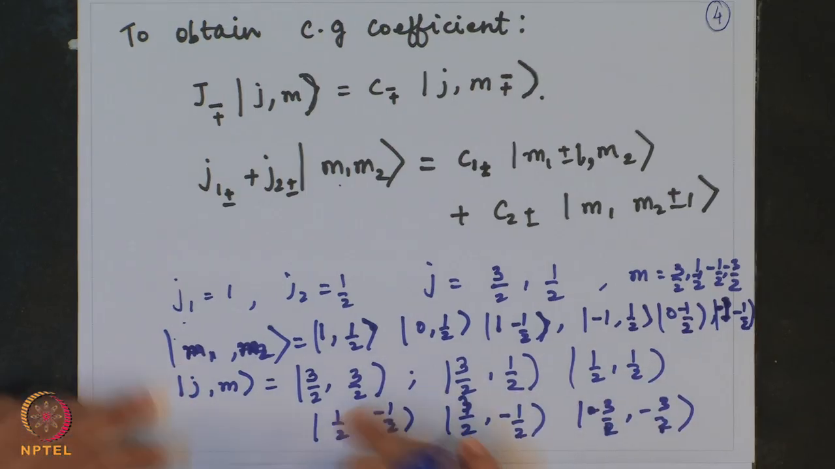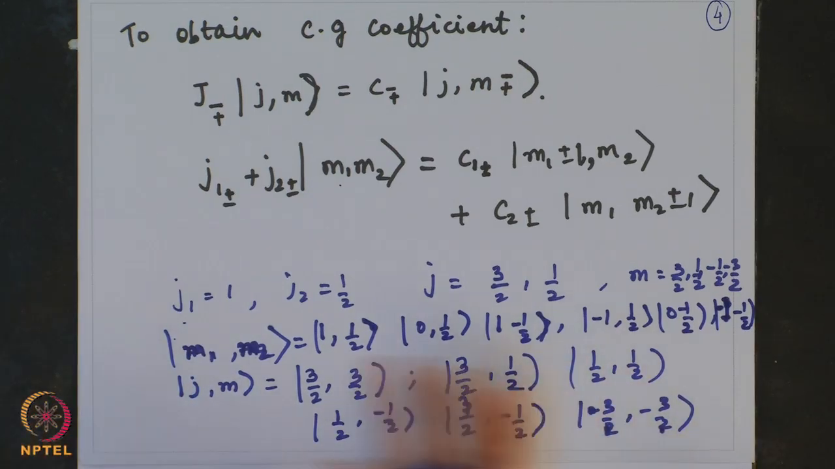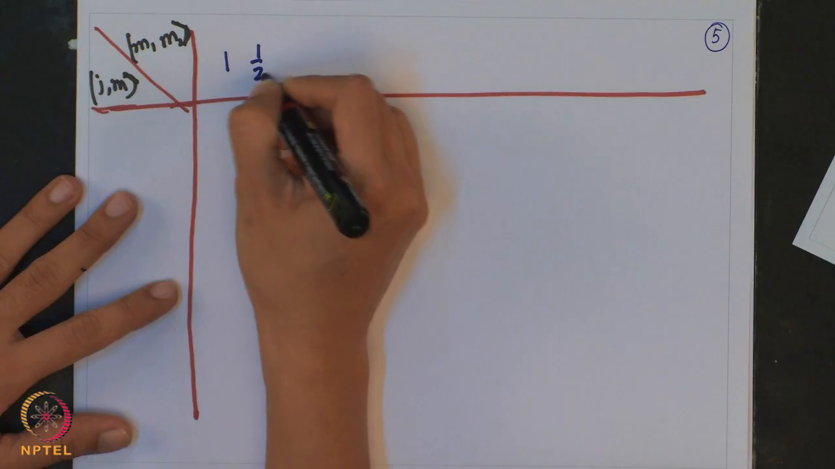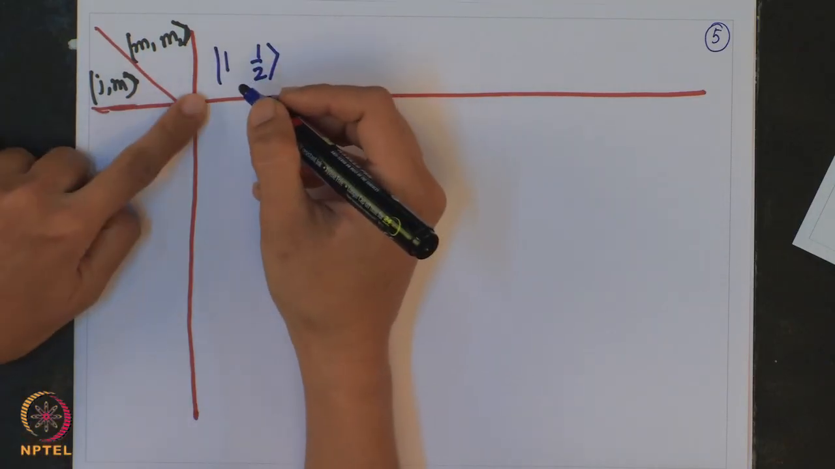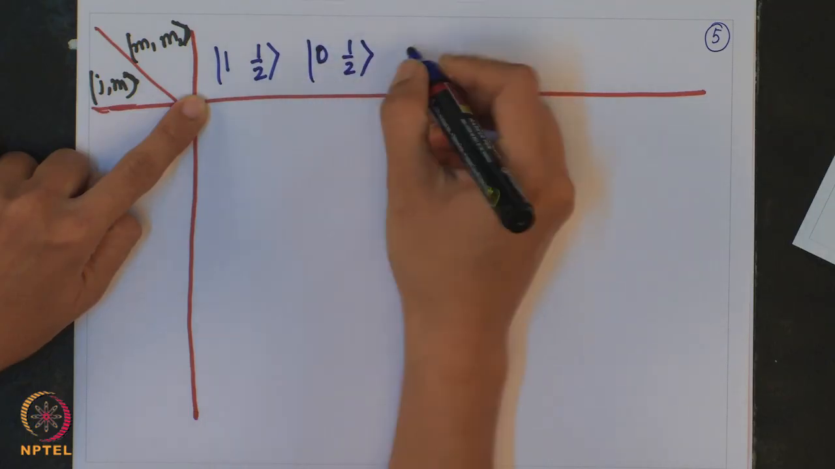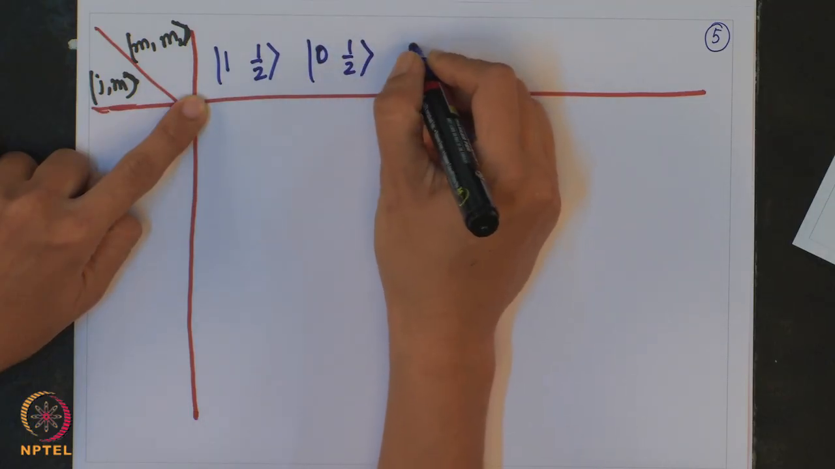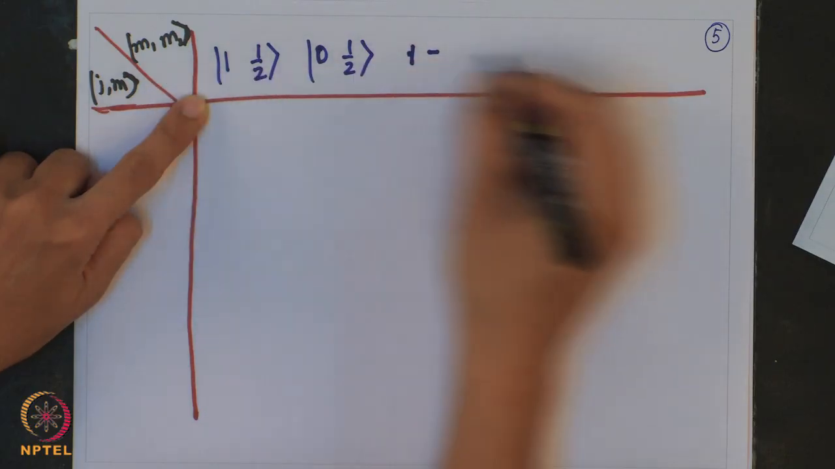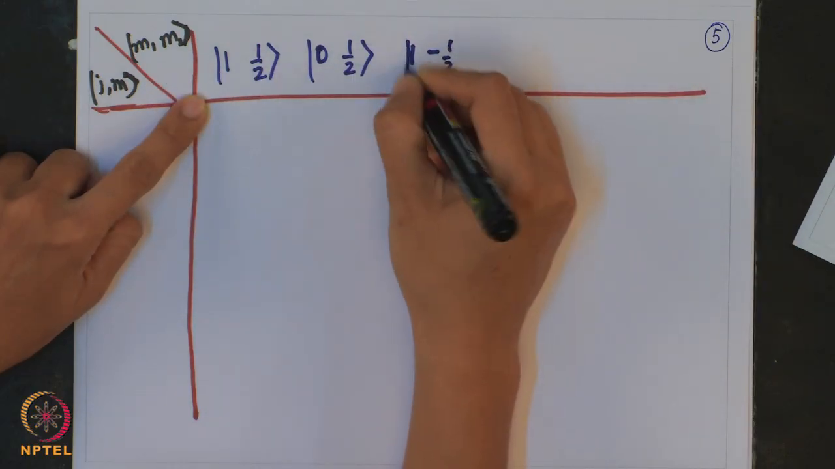Whatever I have written here looks very clumsy. When I write it in the form of a table, it is very clear, very neat and very understandable. That is the reason why I showed that when you write the states this way, it is very difficult to evaluate, but now let us rewrite it in the form of a table. Here I write the highest state first, then I have 0 and 1/2, then I will write in the order of decreasing M, 1 and -1/2.